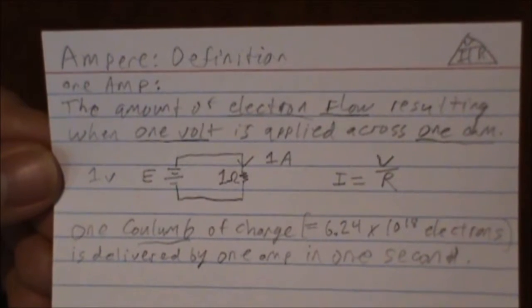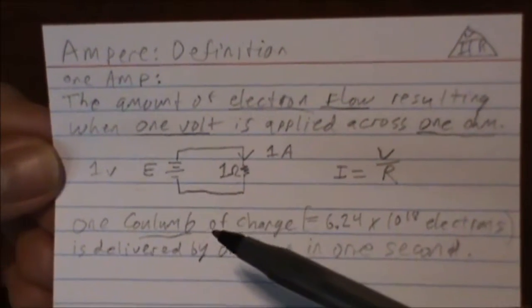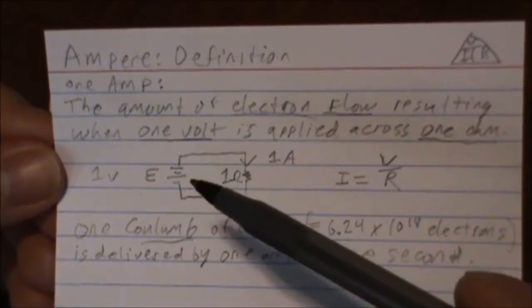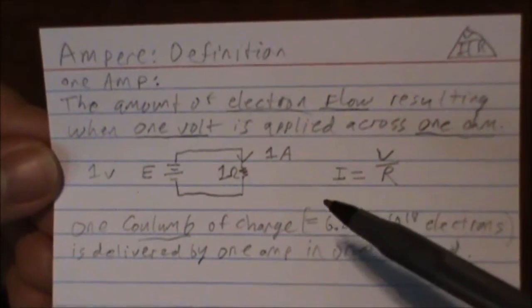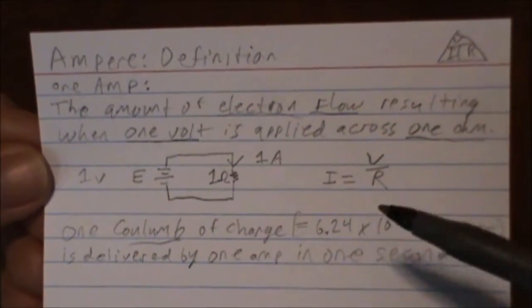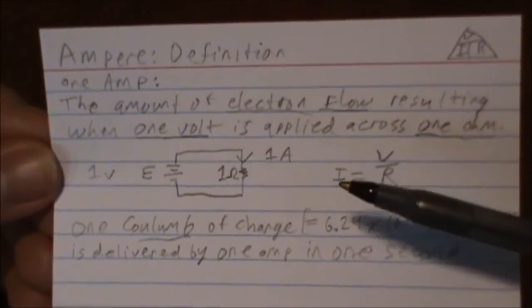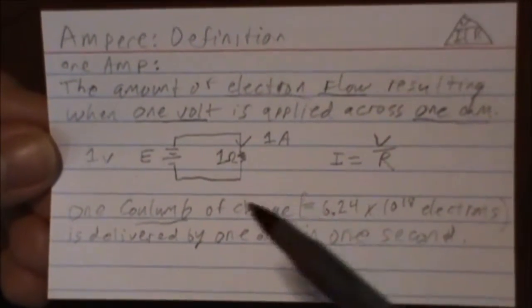Let's say if it was a 9 volt battery divided by a 3 ohm resistor, then 9 over 3 is 3 amps of current, I.